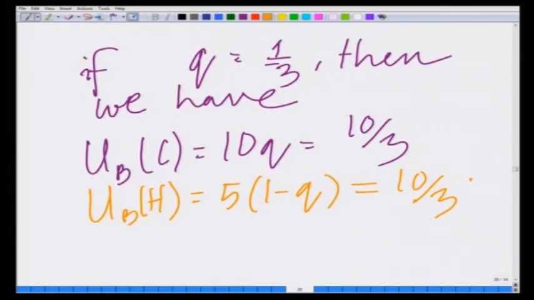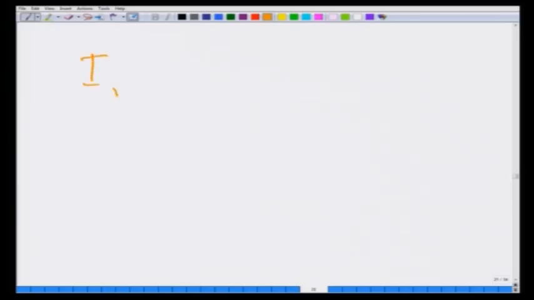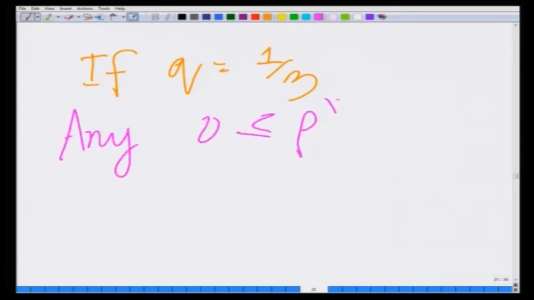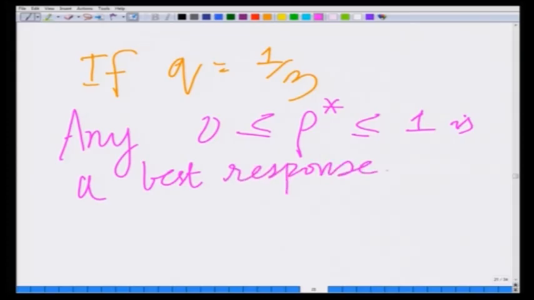Therefore, he can choose one or the other, or randomly choose one or the other, and he will get an identical payoff. Therefore, any p star, any probability which lies between 0 and 1, is a best response if q is equal to 1 by 3. Therefore, if q is equal to 1 by 3, any p star with 0 less than or equal to p star less than or equal to 1 is a best response.